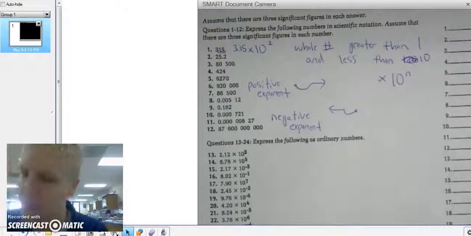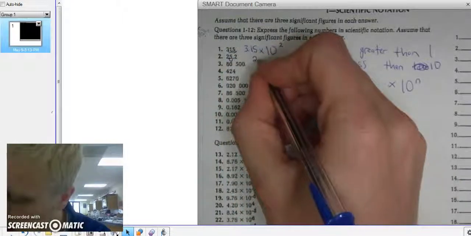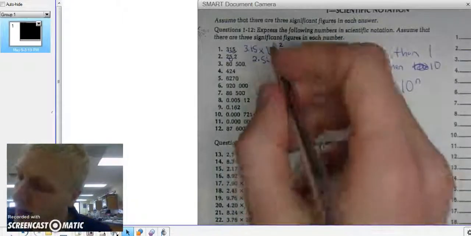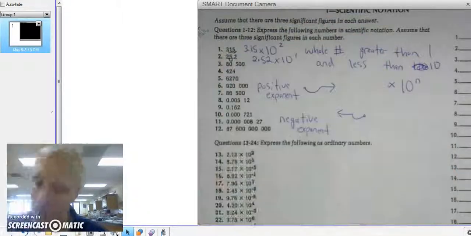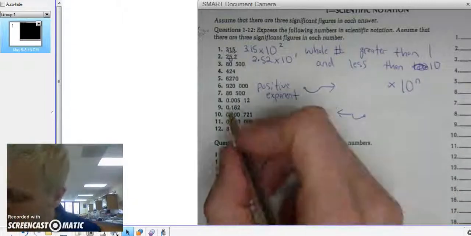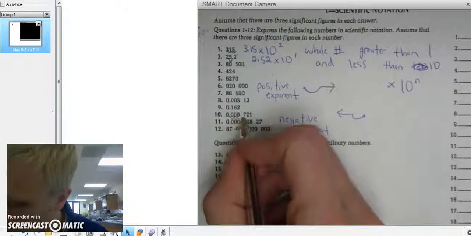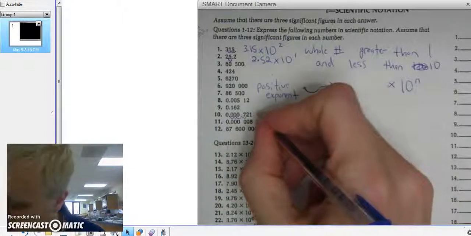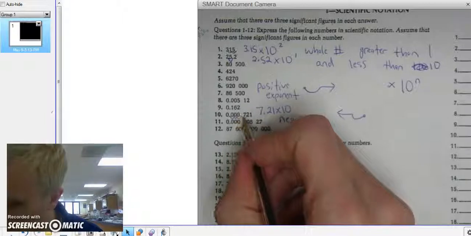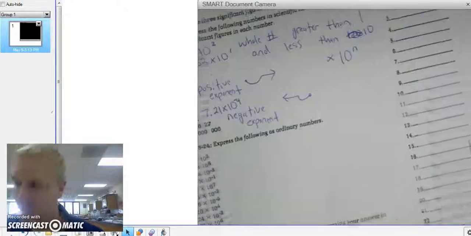Alright, doing 25.2. So for that one, I move my decimal 1 spot over. That gives me 2.52 times 10 to a power. That's definitely between 1 and 10. And I moved my decimal only once, and 25, that's greater than 1. So it's a positive exponent. Alright, well, why don't we do something like number 10? I'm going to move my decimal 1, 2, 3, 4 spots, so it's between a 7 and a 2. That gets me 7.21 times 10 to the 1, 2, 3, 4th power. And this number is definitely less than 1, so it's going to be a negative exponent.